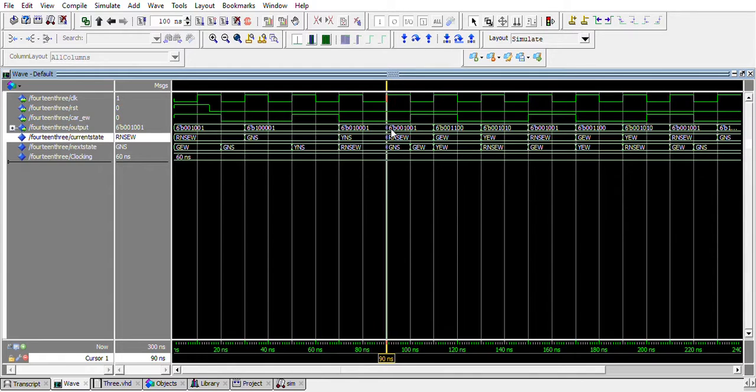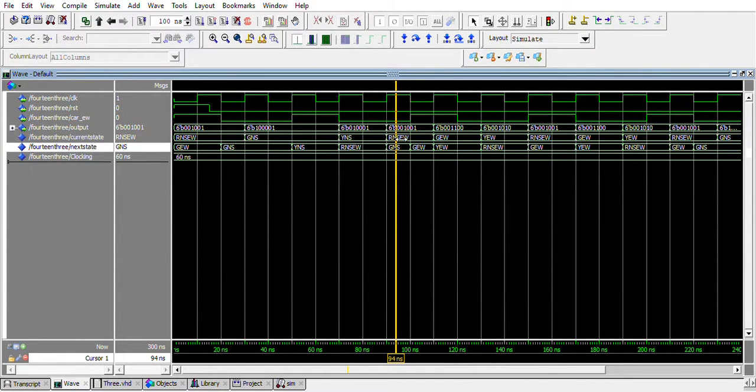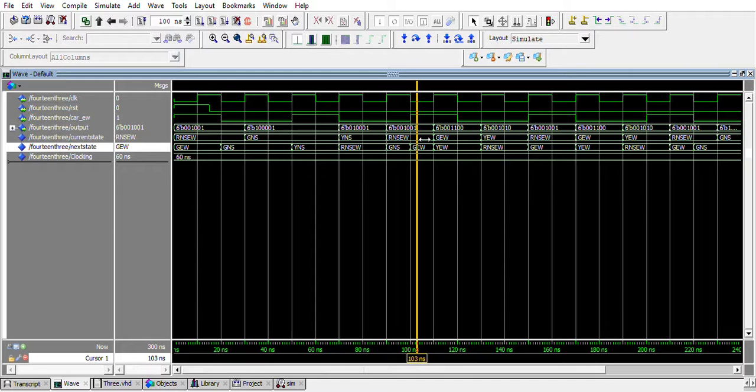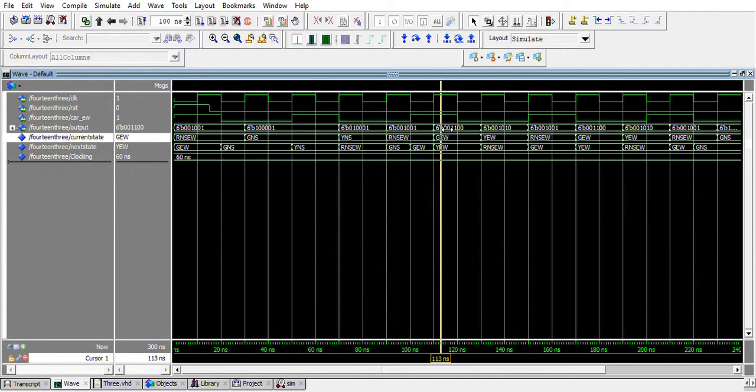So once we're in the red, north, south, east, west, if there was no car detected, it would go into the green, north, south. But if there was a car detected right here with a sensor, car east, west, the next state would be the green, east, west. So we transitioned into the next current state, which is green, east, west. If there is not a car, it's going to transition into the yellow, east, west.